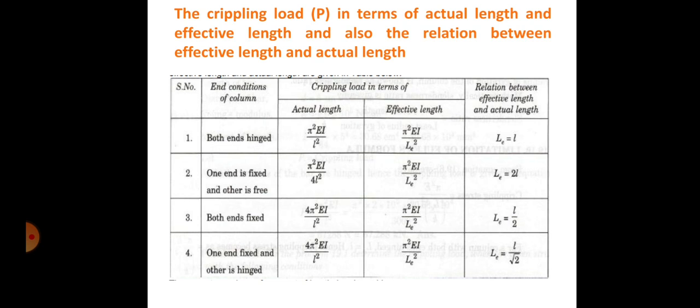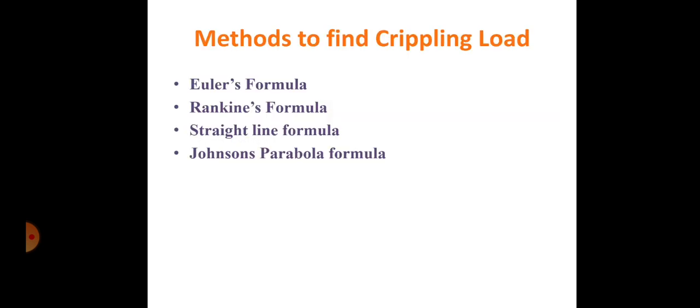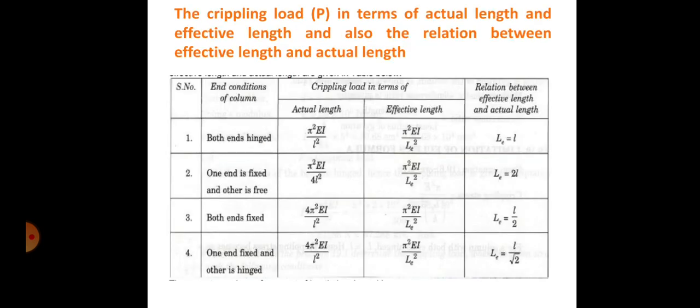First, when both ends are hinged, the crippling load can be calculated by using pi squared EI by L squared. If the length is the actual length, then this formula can be used. If the length is the effective length, then the formula becomes pi squared EI by LE squared. In a similar way, we can calculate for all the four cases. If the effective length is given, we calculate the crippling load with the formula pi squared EI by LE squared.